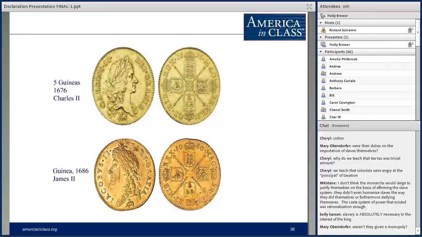So these are actually the only gold coins minted during the reigns of James, Charles II, and James II. They are called golden guineas, named after Guinea and the profits of the slave trade, and Guinea in Africa, where the slave trade was based and their forts were based.